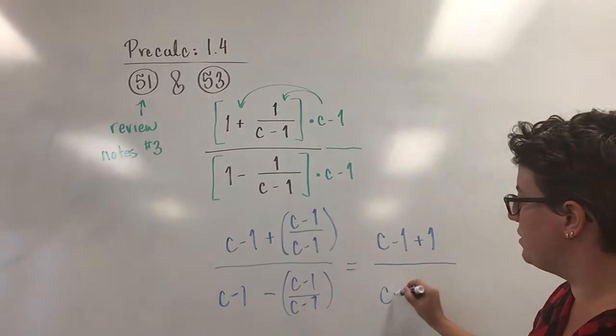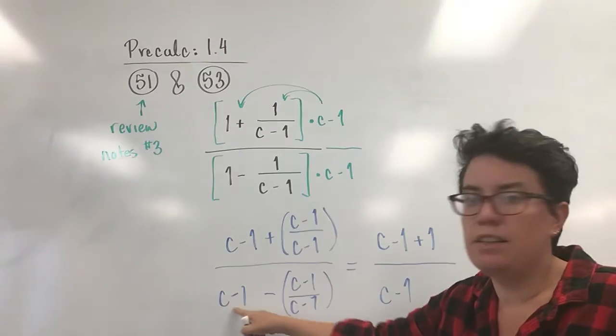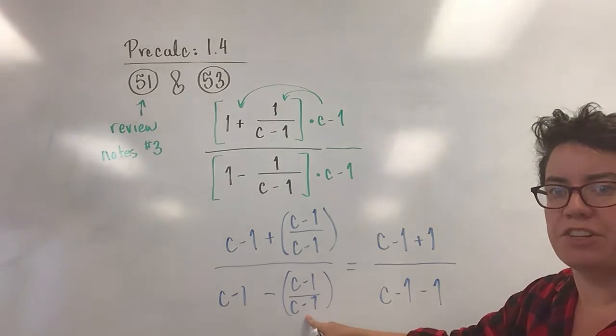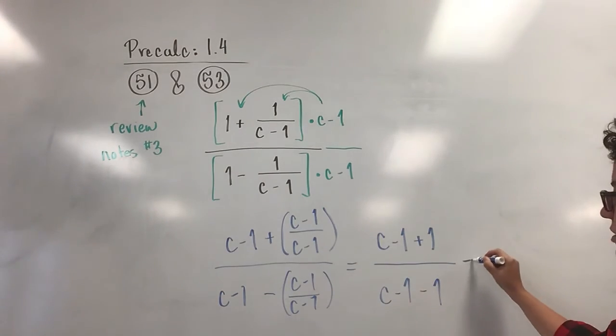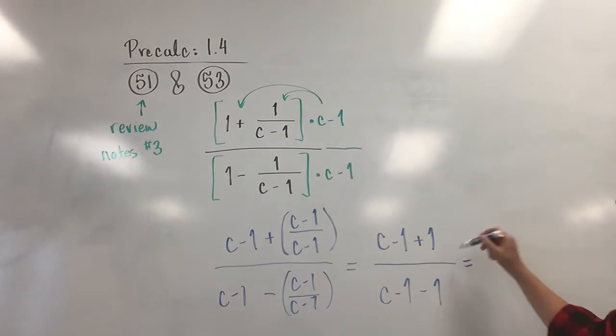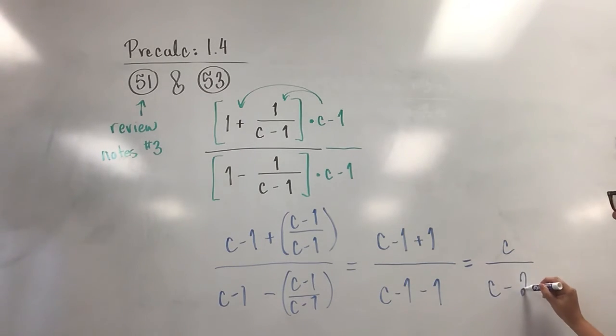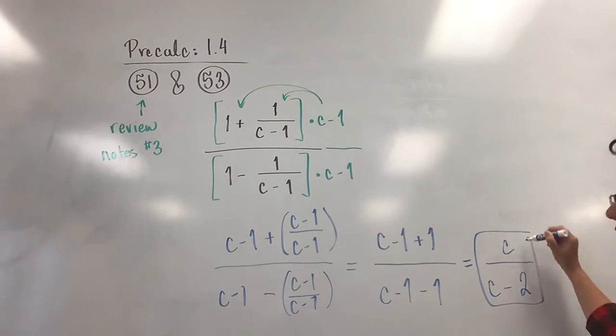And now we have c minus 1, this guy, minus another 1 from the simplified version here. Sorry, I'm a little out of frame, just want to keep going. c minus 1 plus 1 is just c. c minus 1 minus 1 is c minus 2. That's how you get the final answer there.